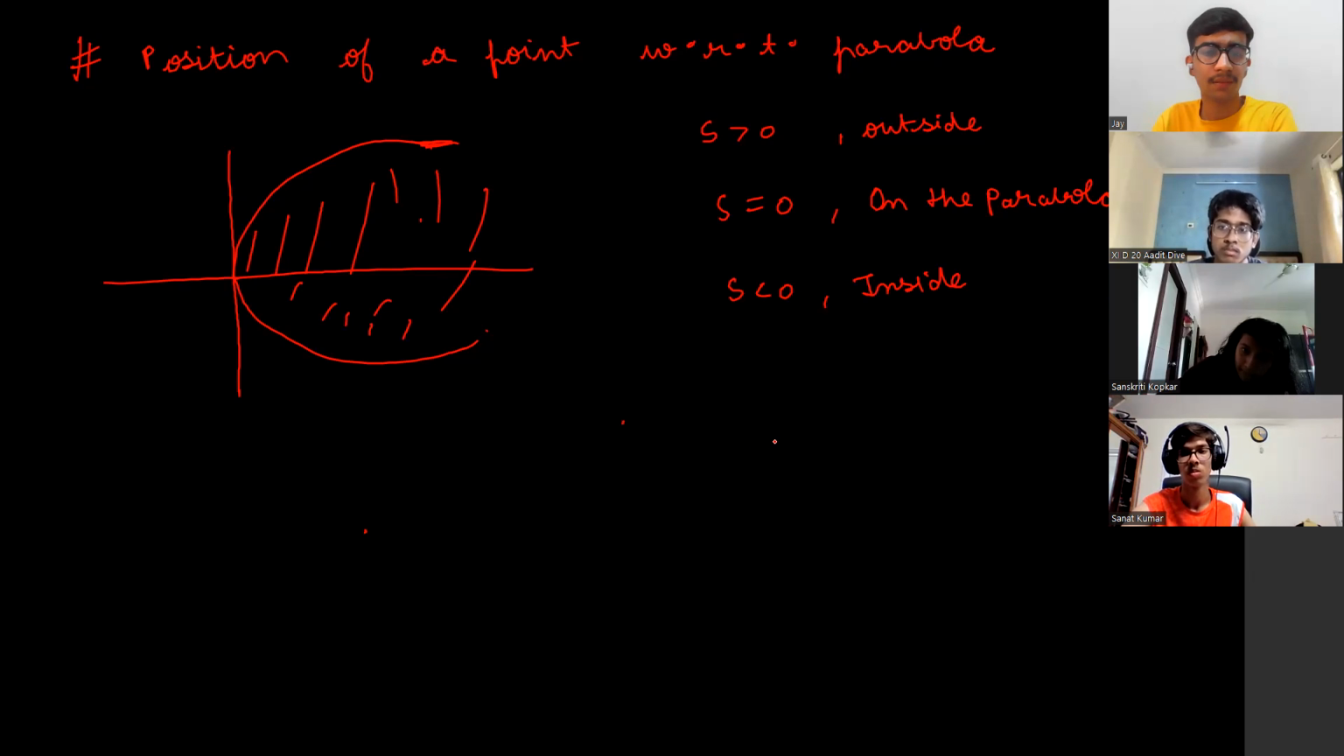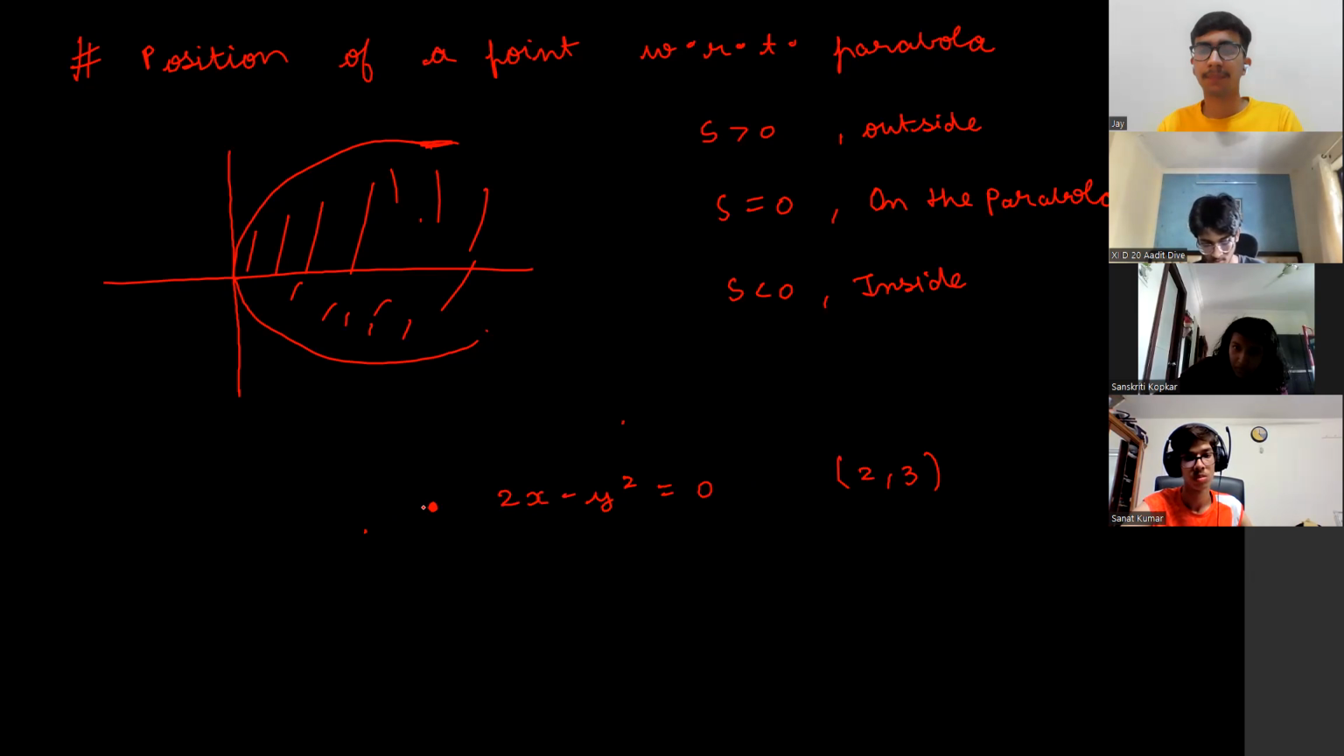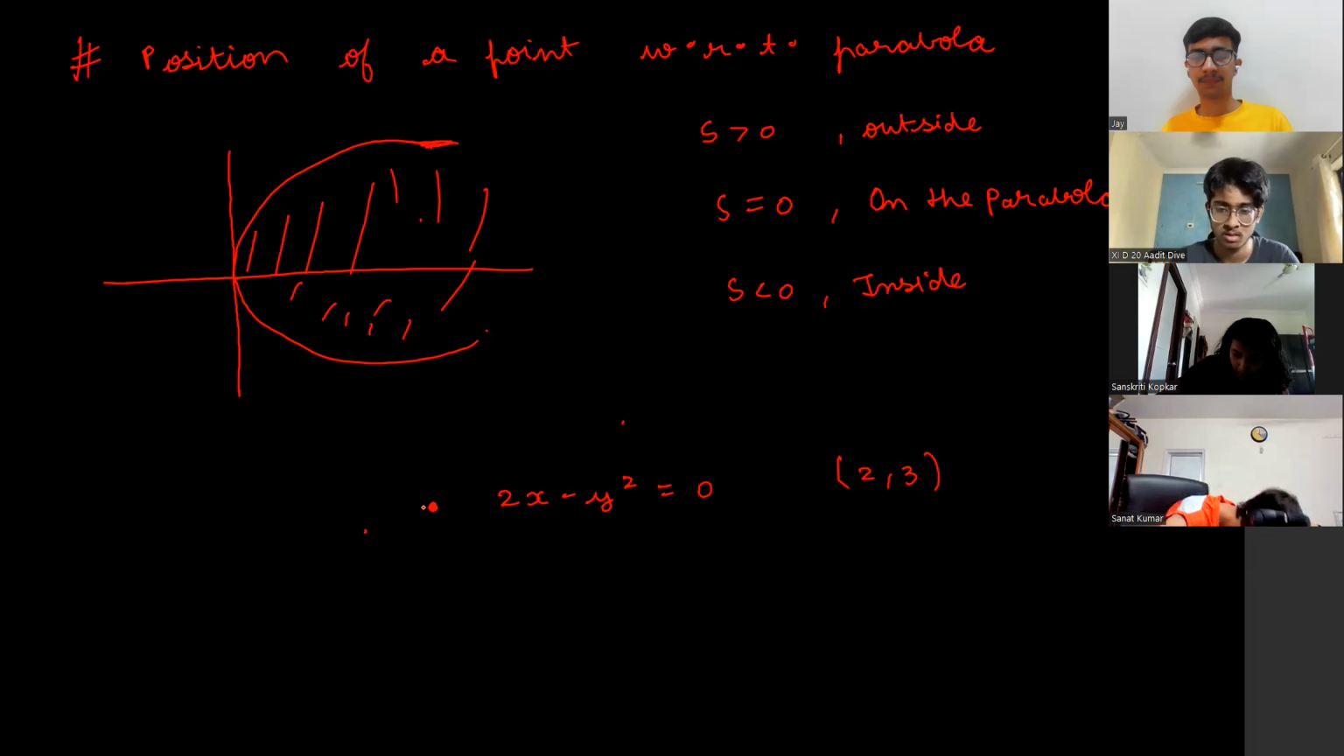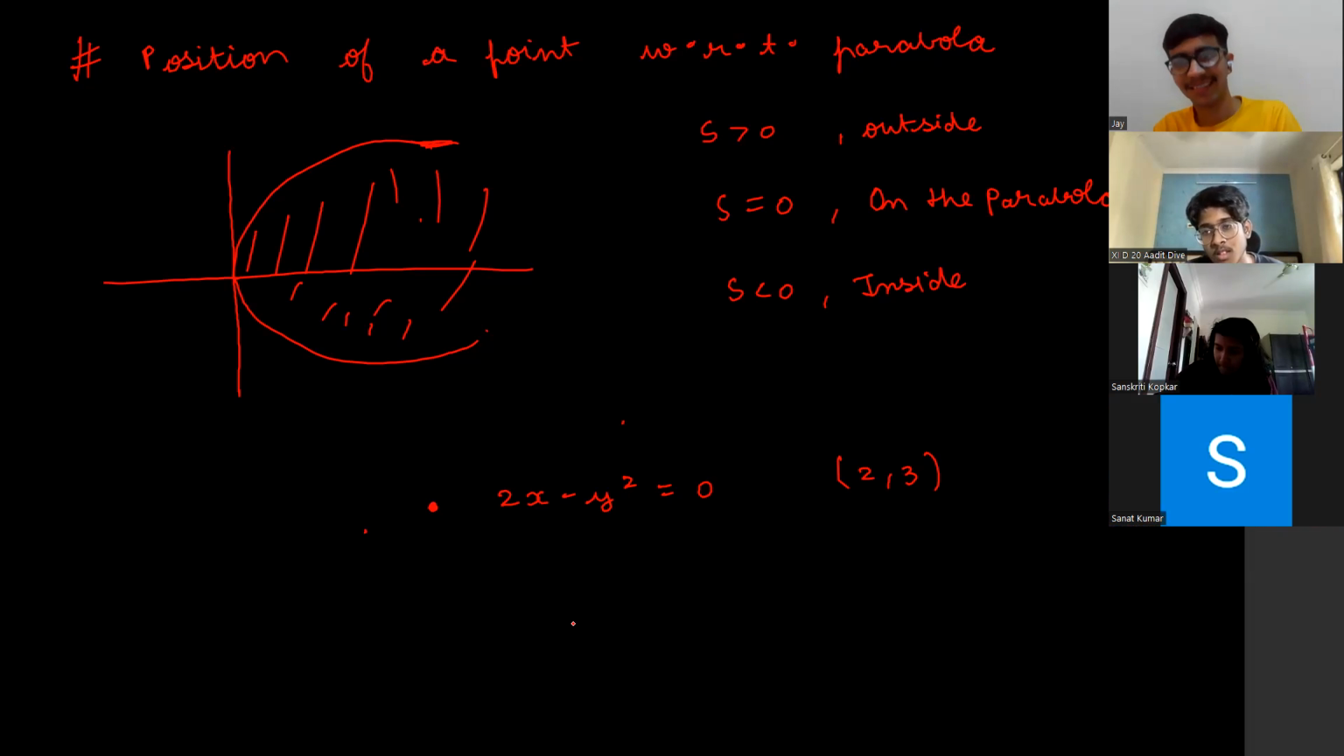Okay, can I change the slide? Do you want to do a question on this? Let's do one question. 2x minus y square is equal to 0, and let's say the point is (2, 3). And if anyone gets it wrong... you have all got it wrong.